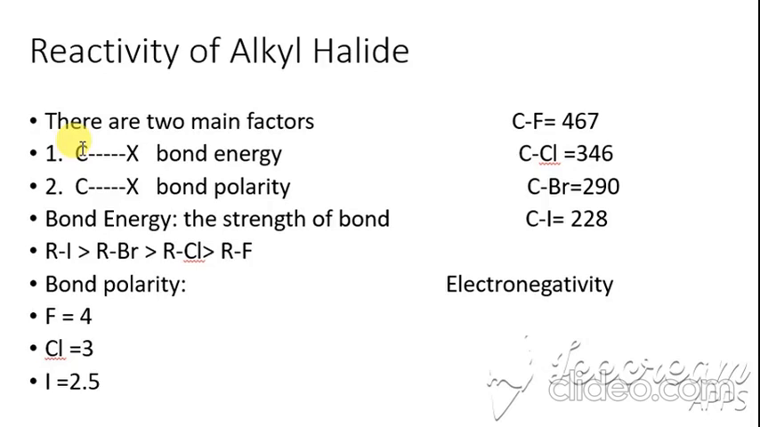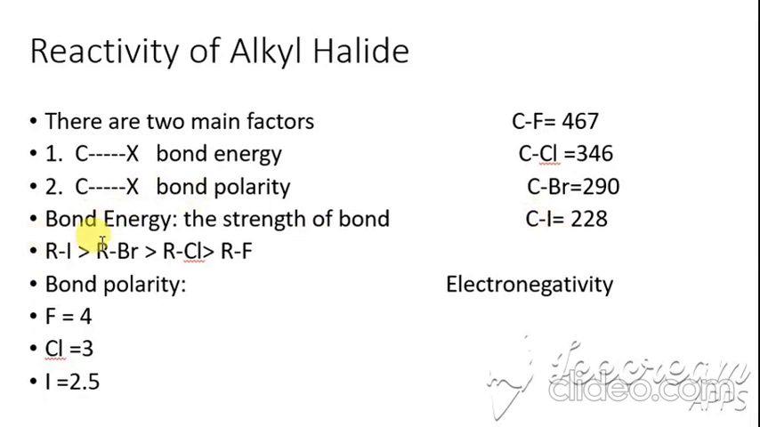For example, the bonds formed are C-F, C-Cl, C-Br, C-I. How do you explain the bond energy of carbon fluoride? 467 kilojoule per mole of energy is needed to break this bond. 346 is needed, 296 is needed, and the lowest one is 228 kilojoule per mole of energy needed to break this carbon iodide bond. So less energy is needed to break this bond, so they are more reactive.